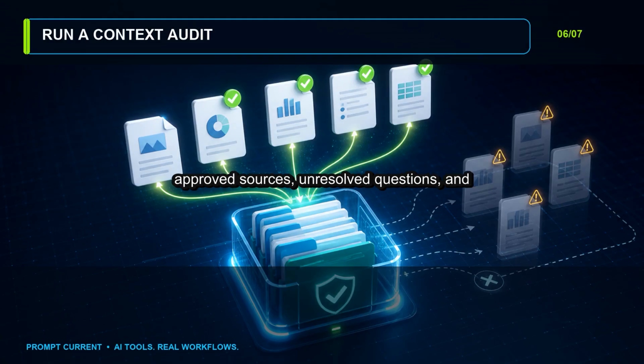Before asking for a final deliverable, run a 60-second audit. Ask: list the project goal, fixed facts, approved sources, unresolved questions, and any conflicts you see. Do not draft the deliverable yet. Compare the answer with your brief.